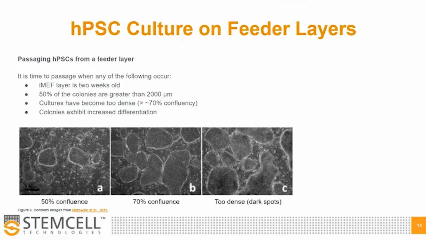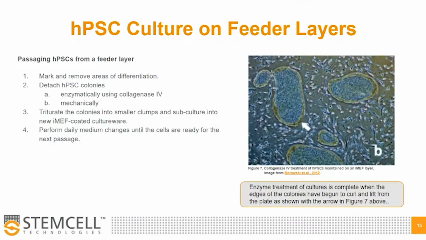Panels A, B, and C here show HPSC colonies on IMEFs at different confluencies. They should be passaged when they are about 70% confluent. If they have become overconfluent, they may begin to differentiate. So when it is time to passage, areas of differentiation should be marked and removed so that they do not carry forward to the next passage.